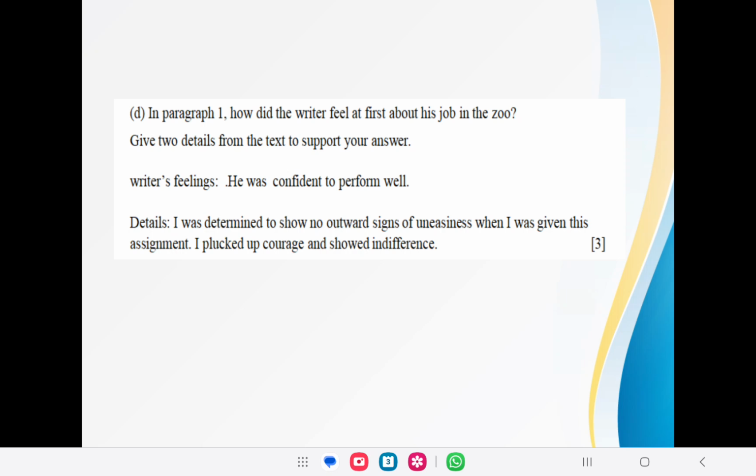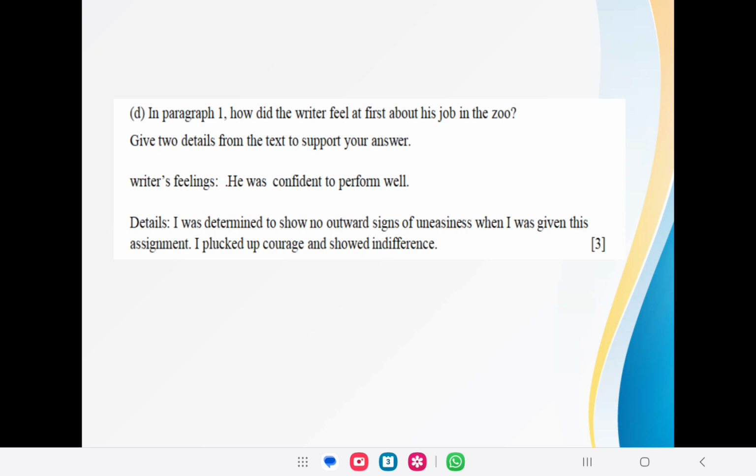Now look at this question. You have done this question, you have done this text, that's why I've chosen this. In paragraph 1, how did the writer feel at first about his job in the zoo? Give two details from the text to support your answer. I think that is from Albert the Lion. So it is written: writer's feelings. You are going to write the writer's feelings in a very precise way, like I have done: he was confident to perform well.